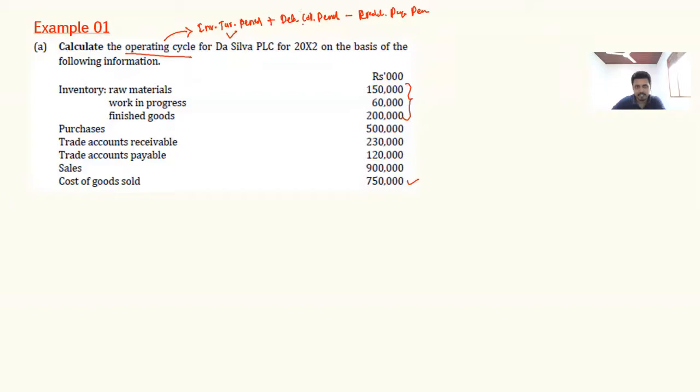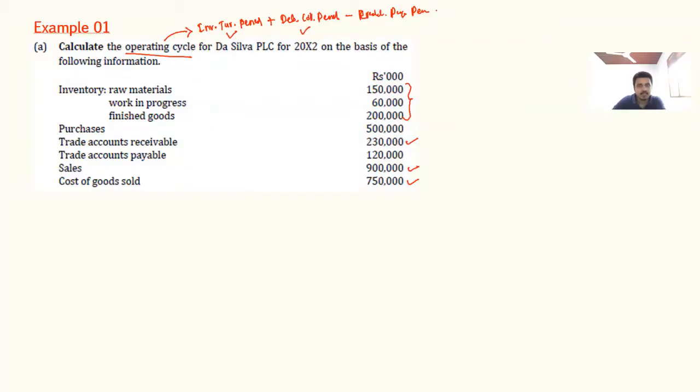Then debtors collection period. How can we take that? Average debtors, trade account receivables, over what? Over credit sales. They have provided us the sales value, so we'll assume that all this 900,000 represents credit sales. So 230,000 over 900,000 into 365, we can get the debtors collection period.